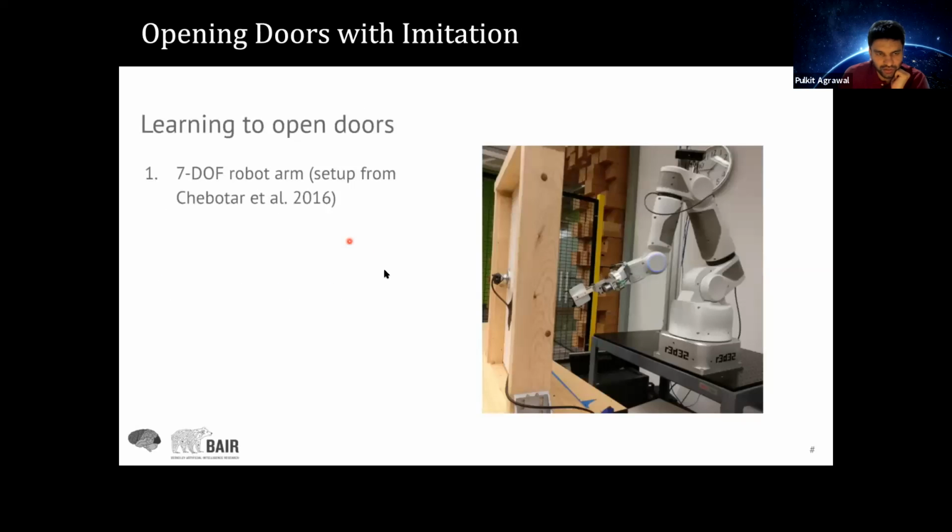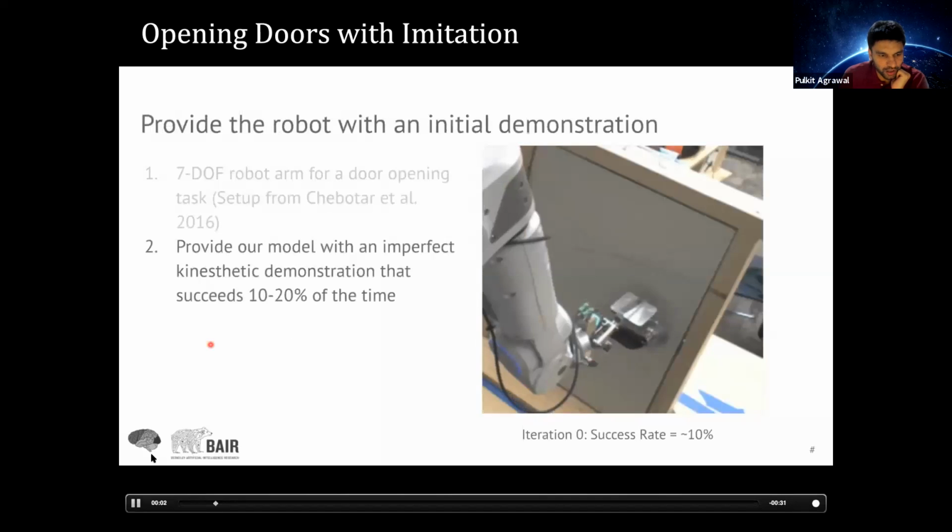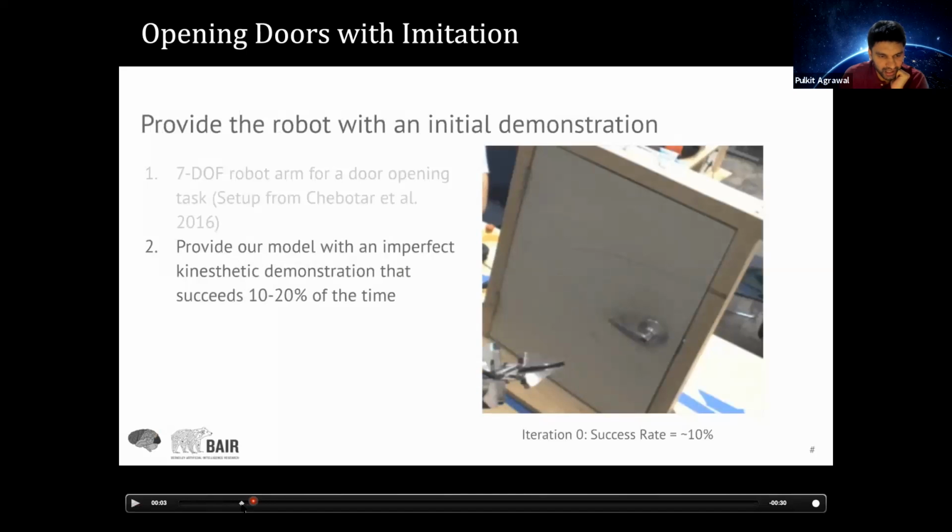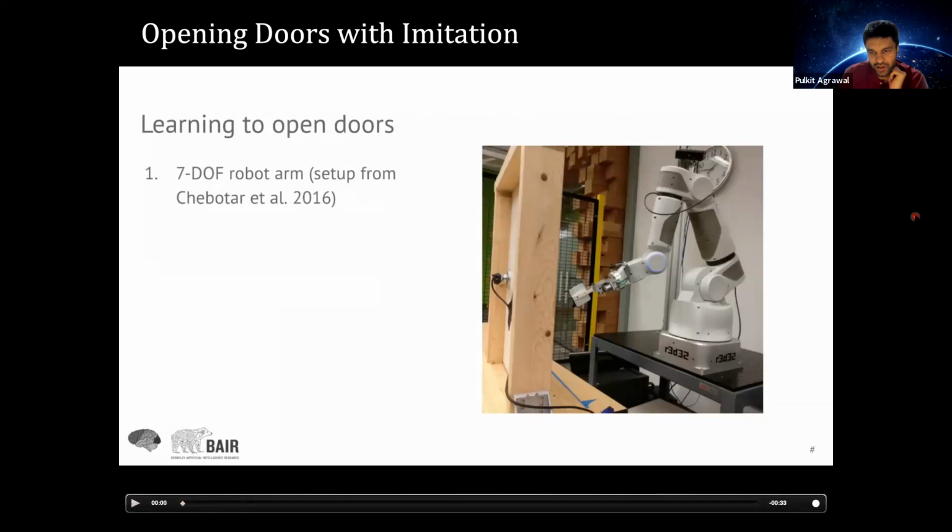So, for example, one of these works was on door opening. So the setup is the following. You have this robot which is trying to open the door. Now over here, if you see, there are sensors which measure when the door is open. So you can use this to evaluate whether the door opening is successful or not. And this is the robot that we have.